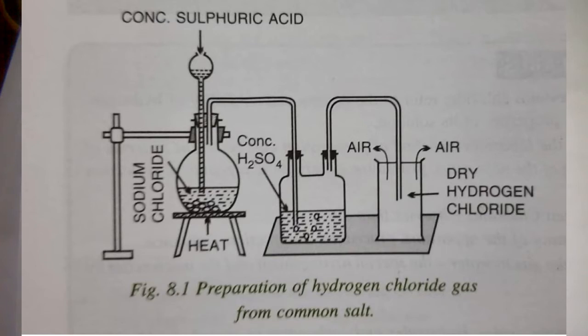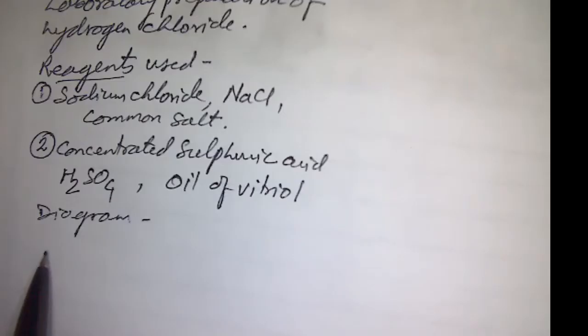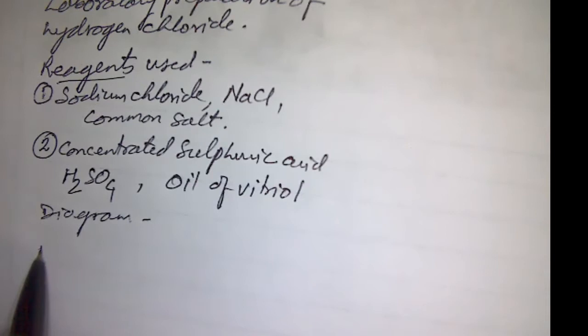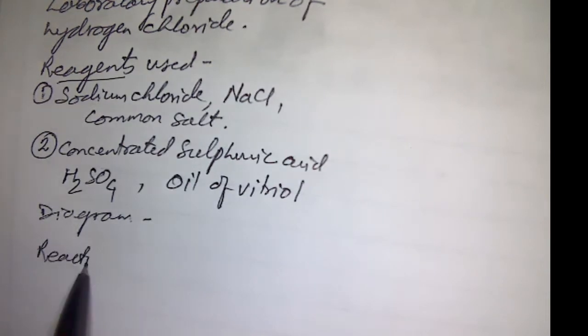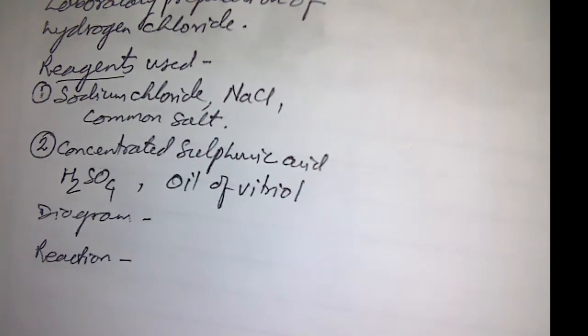Through the delivery tube, what will come out? The gas evolved. So what happens? The diagram, you see it. So when I take this diagram, you see the book. Then the next thing is, when I take this, what reaction takes place? A particular reaction will take place, isn't it? So which reaction takes place, that you have to know.